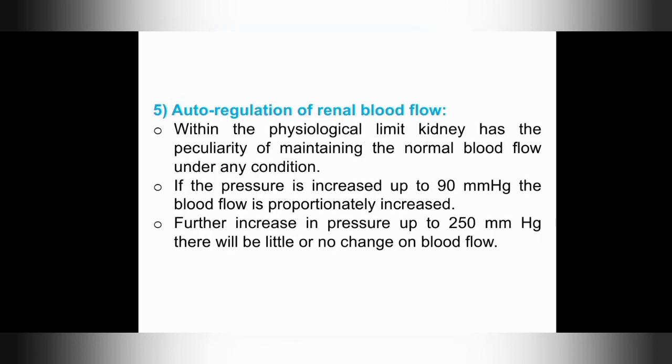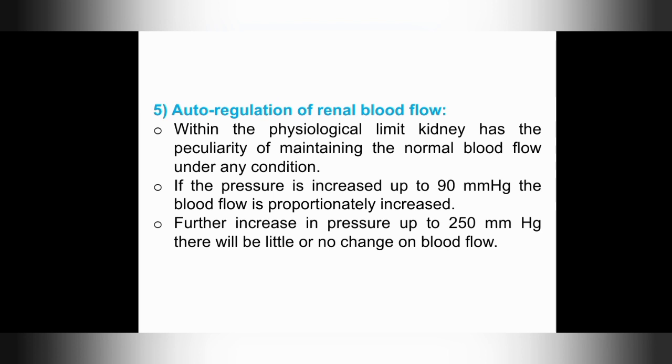Fifth one is the autoregulation of the renal blood flow. Within the physiological limit, kidneys have the peculiarity of maintaining the normal blood flow under any condition. Thus, kidneys are able to maintain the normal blood flow inside the kidney, not throughout the body. Inside the kidneys, how much blood will flow, that it can maintain up to some limit. If the pressure is increased up to 90 mm, then the blood flow is proportionately increased. When our normal body blood pressure increases up to 90 mm of mercury, the blood flow inside the kidney is also increased. That's okay.